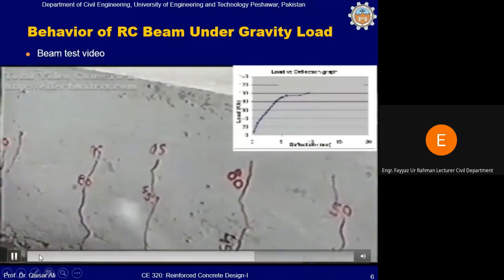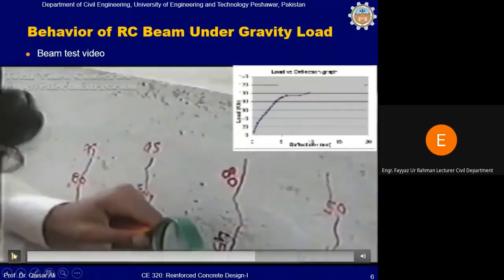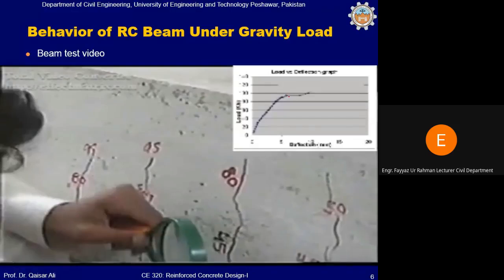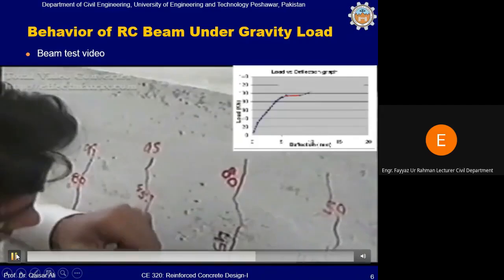Now this zero slope you can see in the load deflection curve. This represents the yielding of tensile reinforcement. At this stage the tensile reinforcement has been yielded, and after this the cracks will get widened.